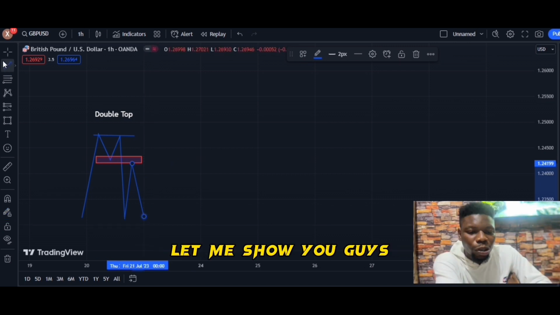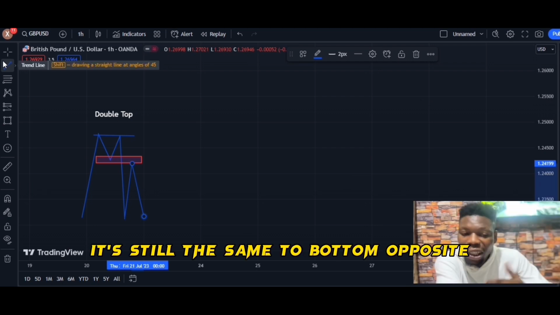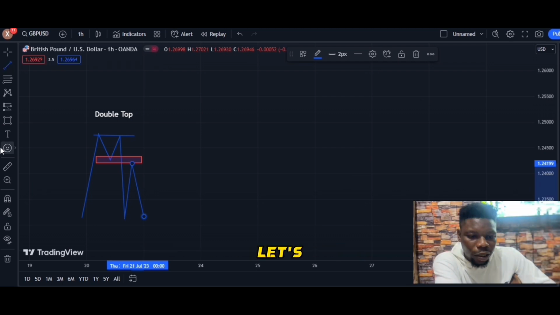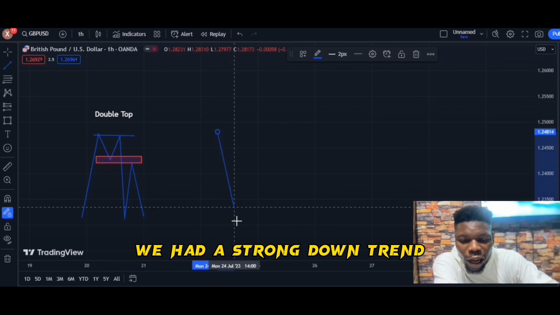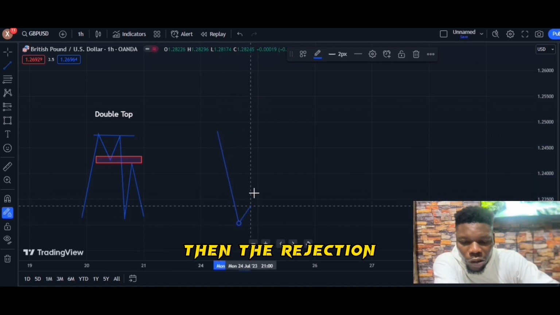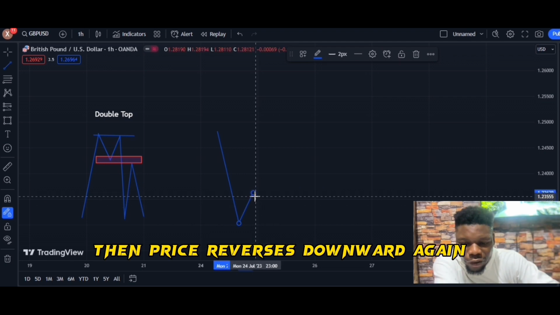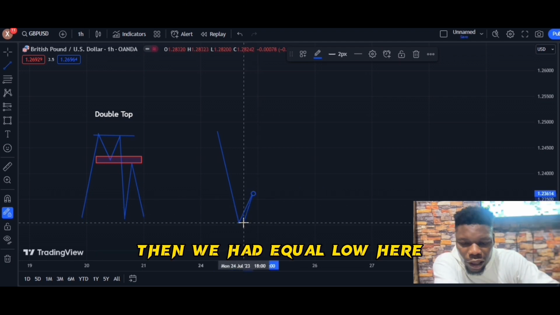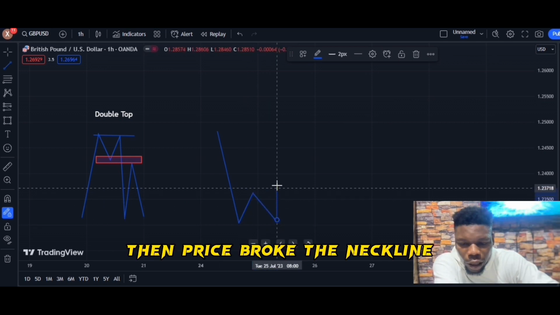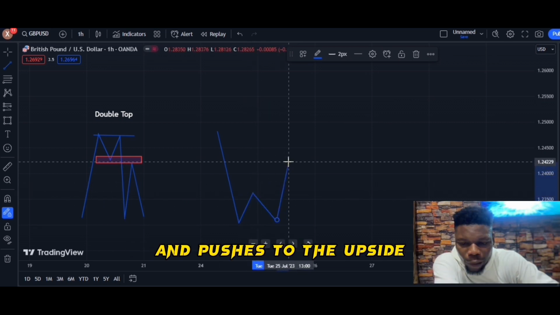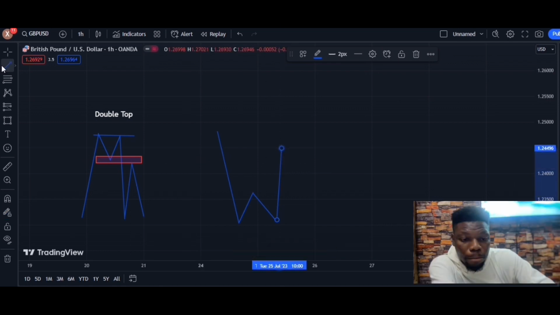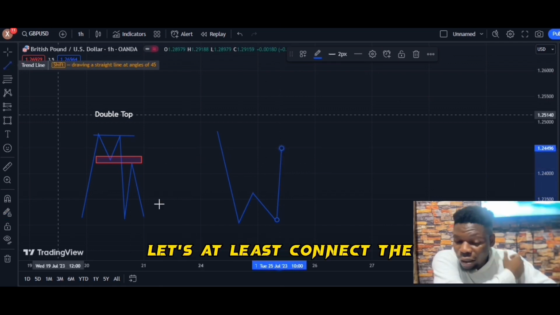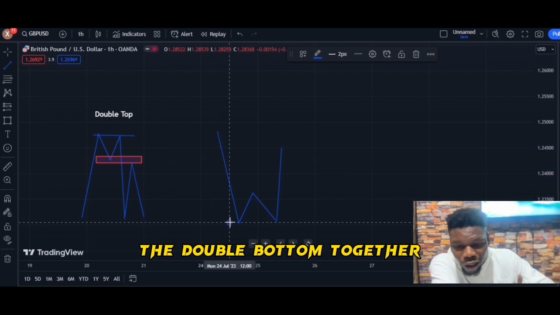Let me show you guys the double bottom. It's still the same thing but just opposite. Let's take the double bottom. We had a strong downtrend, then a rejection, then price reverses downward again, then we had equal lows here, then price broke the neckline and pushed to the upside. Let's connect the double bottom together.